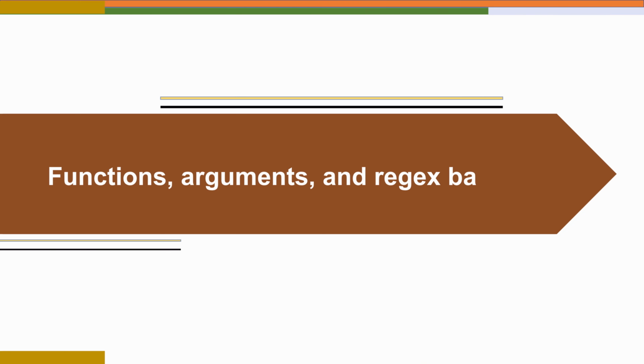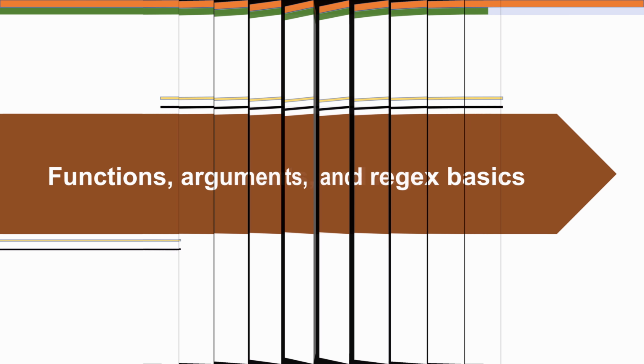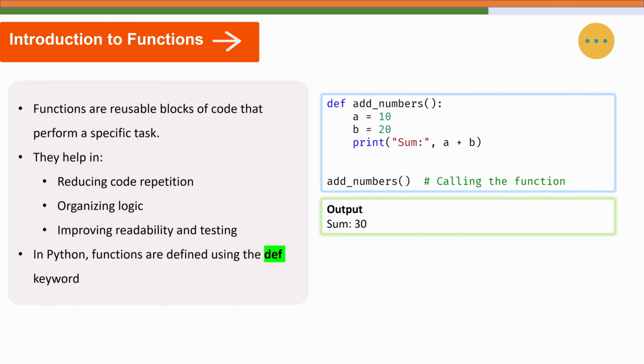Functions group related statements together and let you reuse them whenever needed. Instead of writing the same code multiple times, you define it once and call it whenever required. Python uses the keyword def, short for define, to define a function. Defining a function doesn't execute it immediately. You must call the function using its name followed by parentheses. When called, control jumps to the function, executes its body, and returns to the caller.